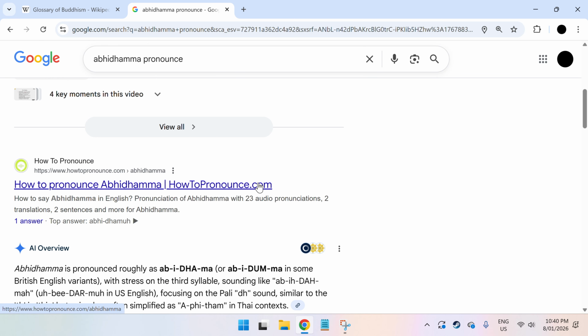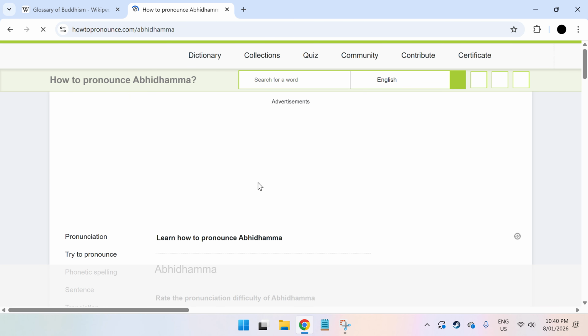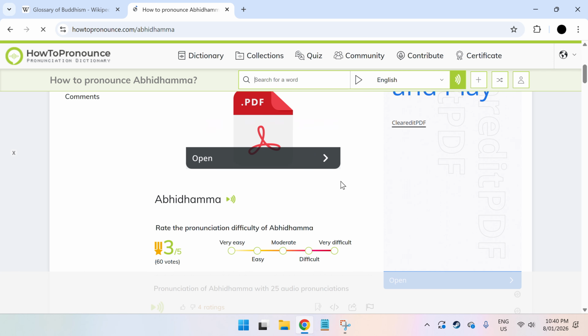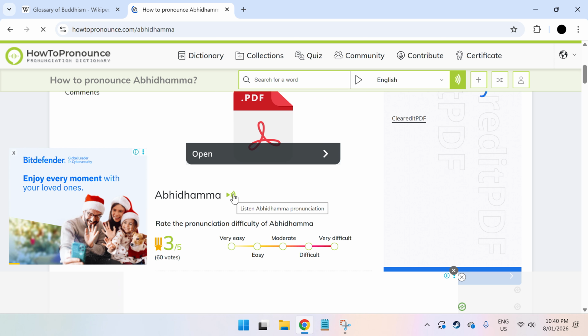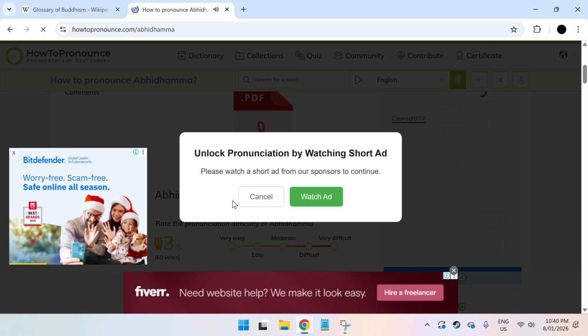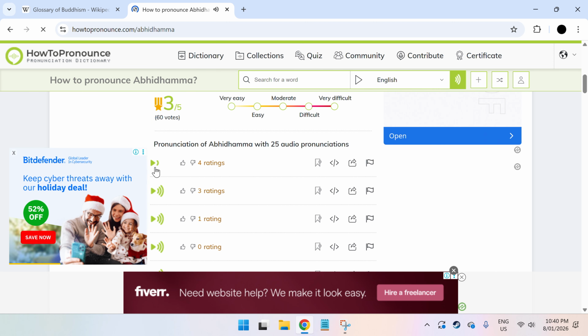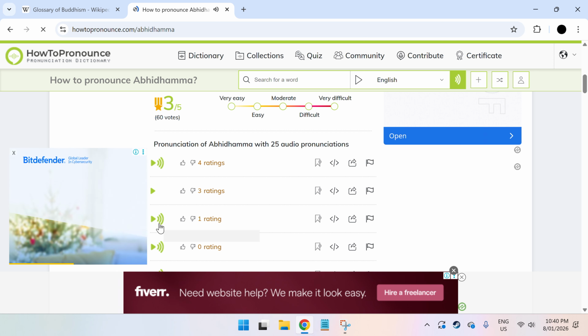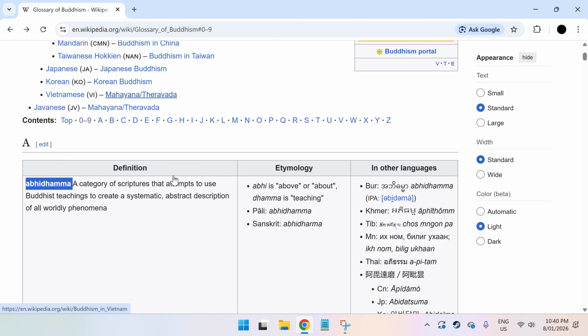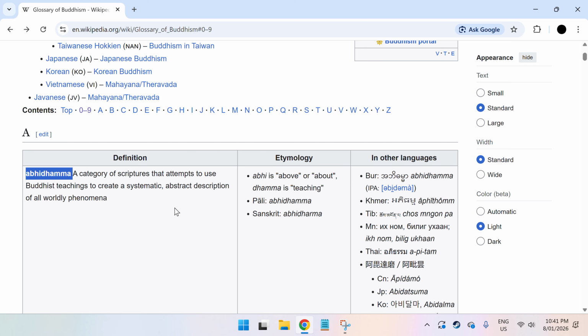And I will find a site such as howtopronounce.com. Abhidhamma. Abhidhamma. Abhidhamma. Abhidhamma. Alright, so Abhidhamma will do. I will close that one and we'll go back to the jargon on the glossary page.